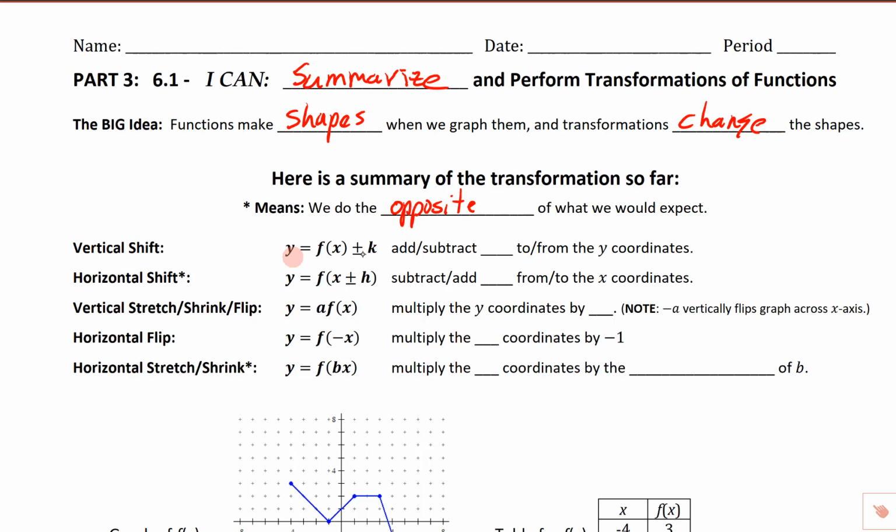And then after it made this shape, we either add or subtract k. So if it's plus k, we're going to add k to the y value. And if it's minus k, we're going to subtract k from the y value. So each one of those y coordinates, we're either going to add or subtract something to it.